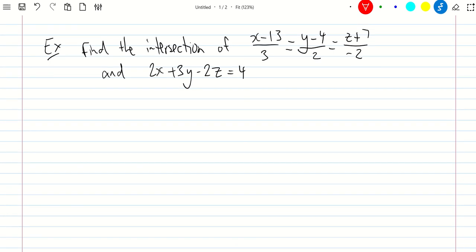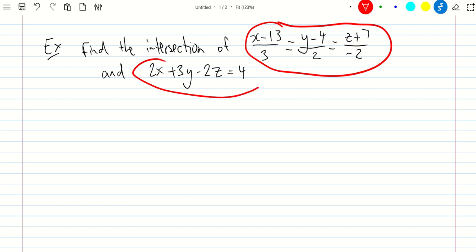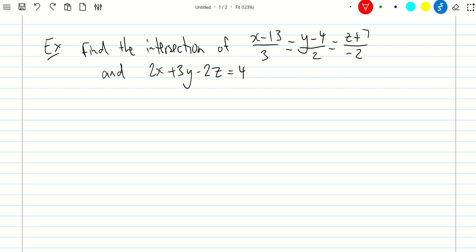My voice is gone. So I need to find the intersection of this particular line and this plane. Following those instructions before, we're going to write this in parametric form. So let's just go and do that straight away.